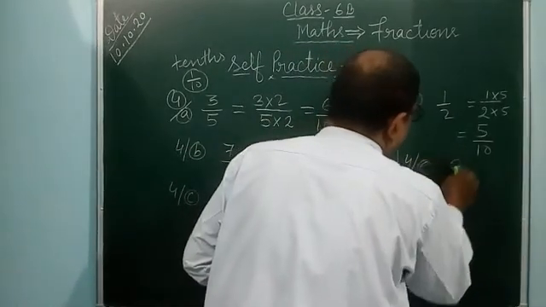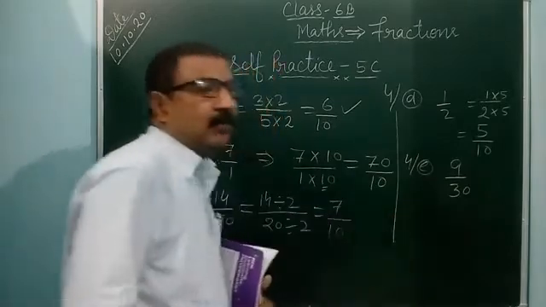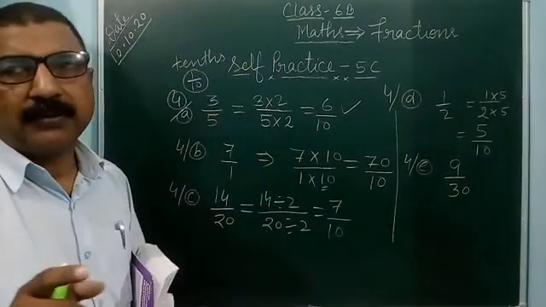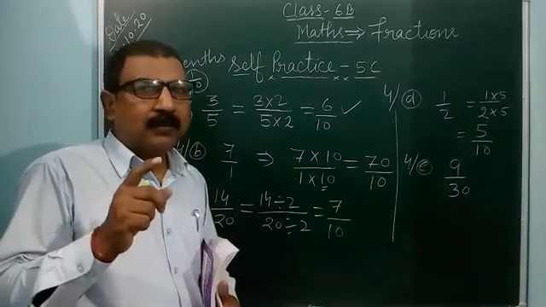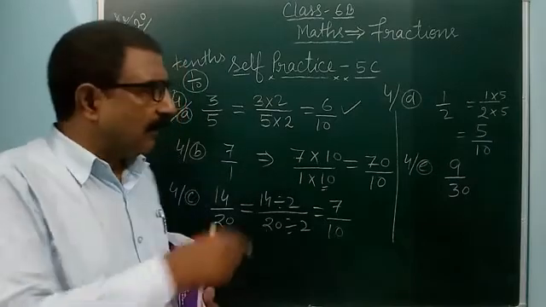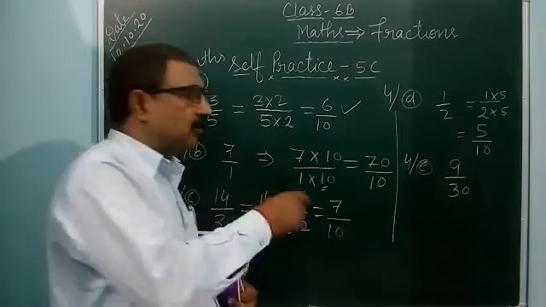After that, 4E. 9 by 30. You see 30 is more than 10. So you need 10 in the place of 30. If you divide 30 by 10, you can get 3. 10 3s are 30. So by 3 you divide 9 and by 3 you also divide 30.